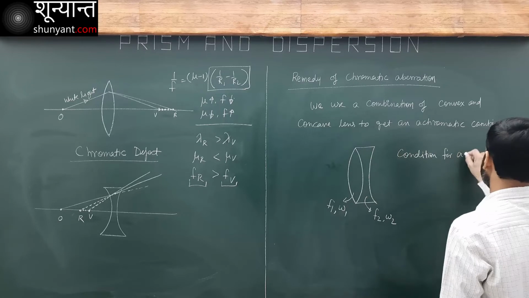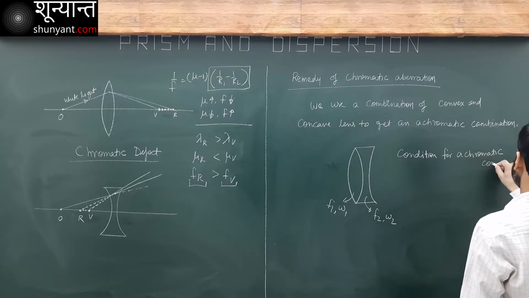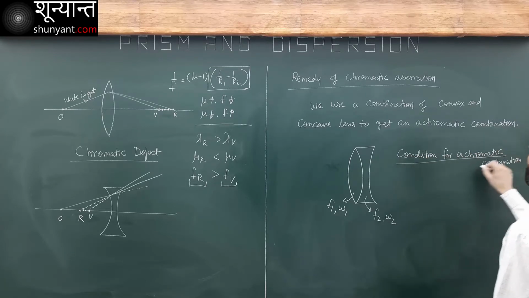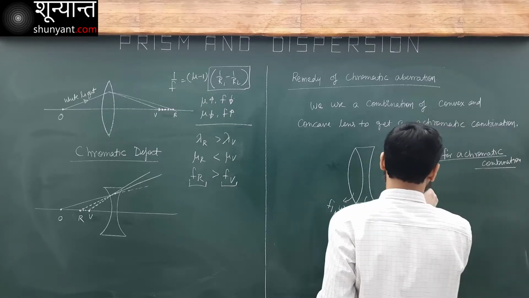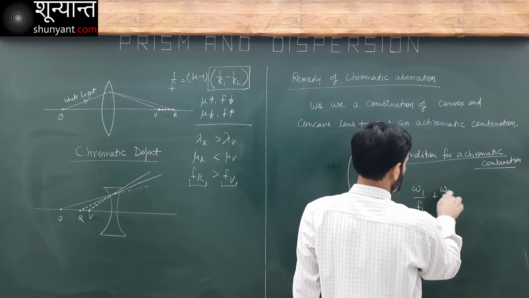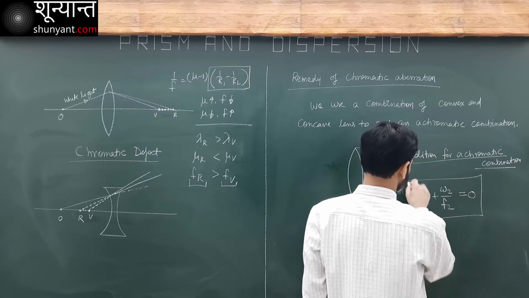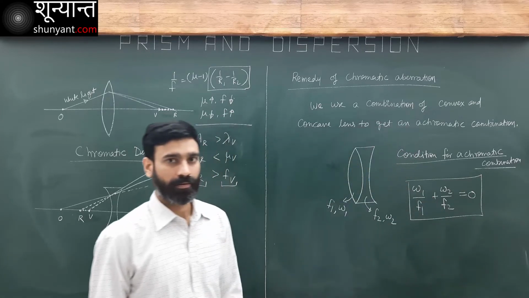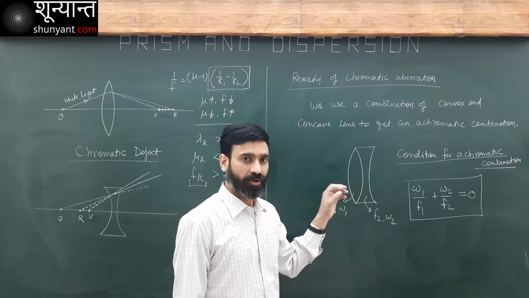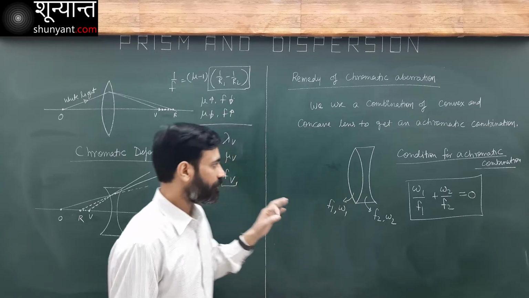Condition for achromatic combination. Something that you have to remember, it is like this. Omega 1 over f1 plus omega 2 over f2 is going to be 0. If this condition is satisfied for this combination, then this combination becomes an achromatic combination. Now there will be no defect.